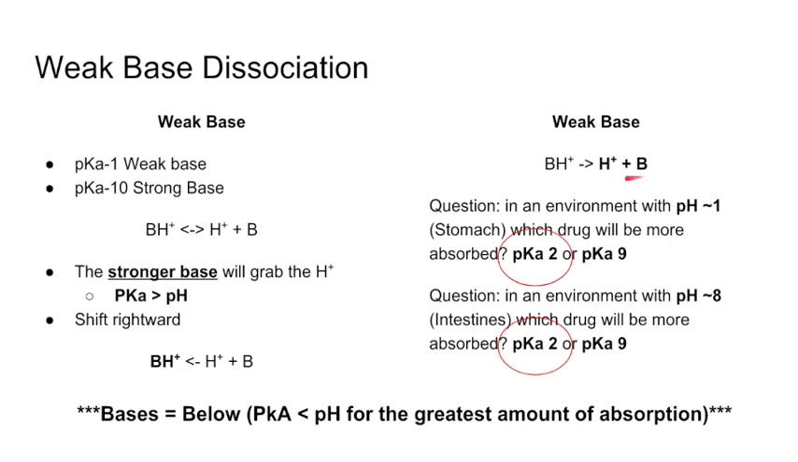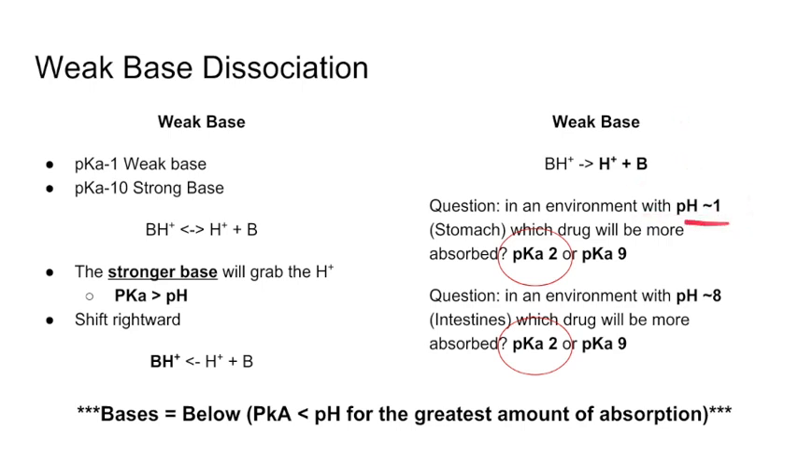dissociated form. So before I had said, acids above for the greatest absorption. It fits in nicely, but we want bases below. So we want a pKa that is below the pH or closer to the pH to force it into its non-dissociated form and to cross the plasma membrane.